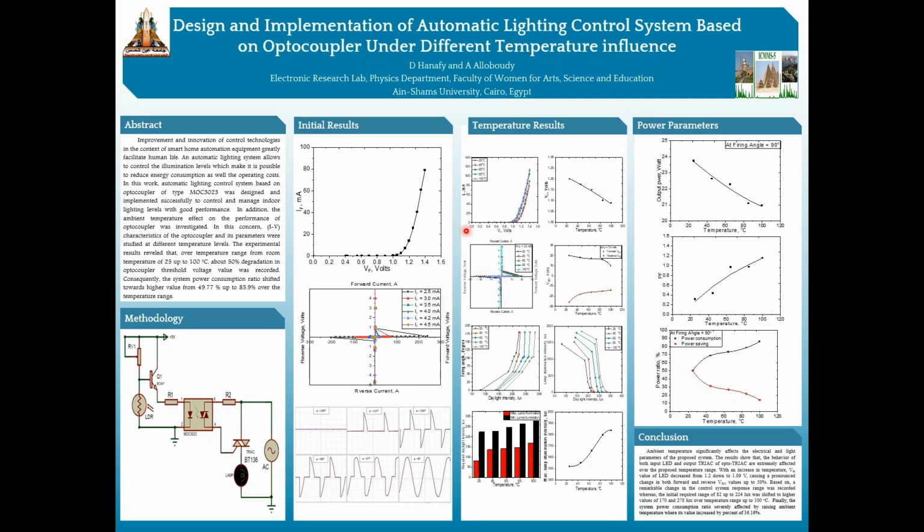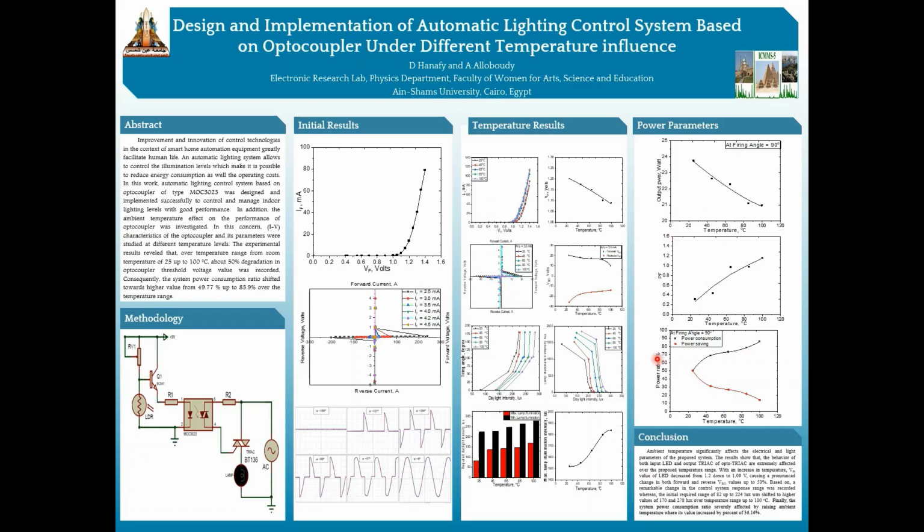The results show that the behavior of both the input LED and the output triac of the optotriac are affected over the proposed temperature range. With an increase in temperature, the threshold value of the LED decreased from 1.2 down to 1.09 volt, causing a pronounced change in both forward and reverse breakover voltage values, up to 50%. Based on this, a remarkable change in the control system response range was recorded, whereas the initial daylight intensity of 82 up to 224 lux was shifted to higher values of 170 up to 278 lux over the temperature range.